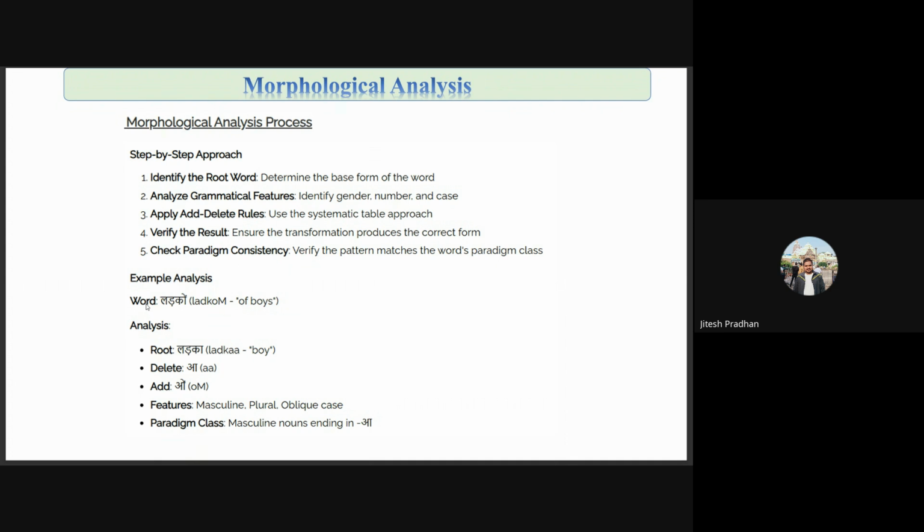Look here, we have the word ladkon. Ladkon means of boys. So the root word was boy, we deleted a, and the added features will be masculine, plural form, oblique case. So the paradigm class will be ending with a. Okay, so these are the features that have been generated from this.